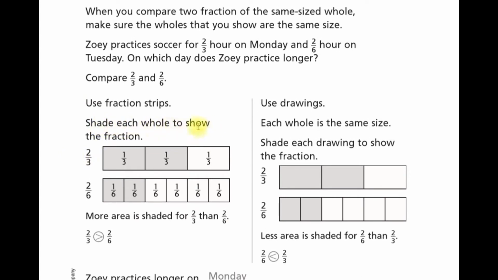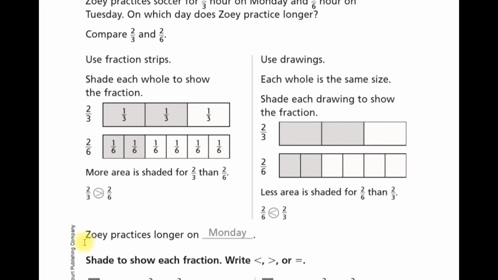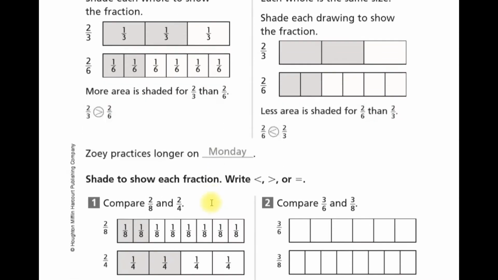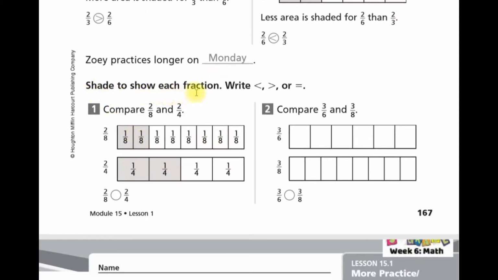Shade each whole to show the fraction. More area is shaded for 2/3 than 2/6. Zoe practices longer on Monday. Using drawings. Each whole is the same size. Shade each drawing to show the fraction. Less area is shaded for 2/6 than 2/3. Shade to show each fraction. Write less than, greater than, or equal to. Compare 2/8 and 2/4. Compare 3/6 and 3/8.